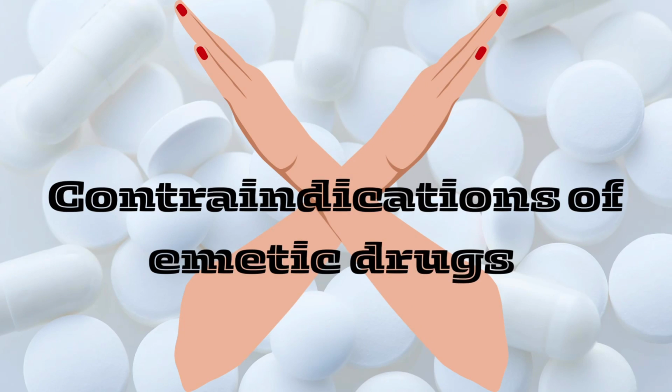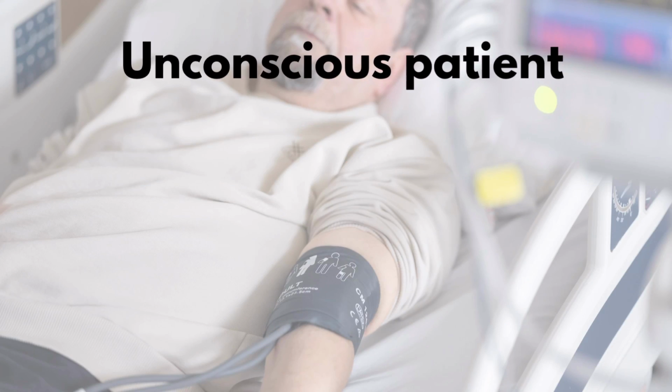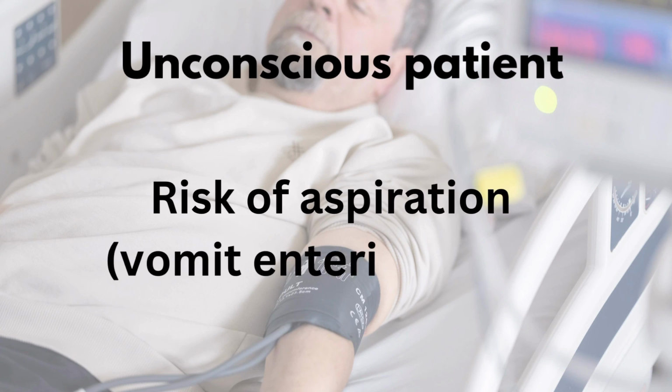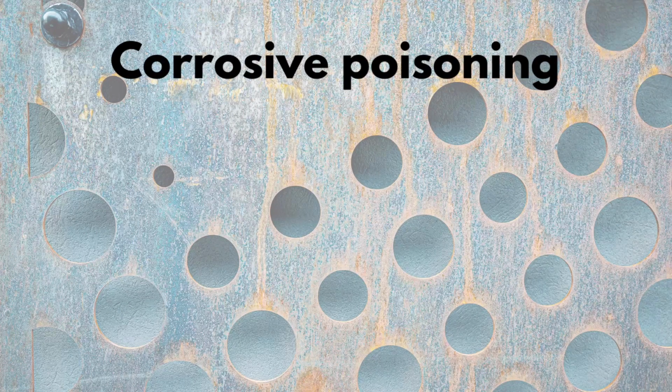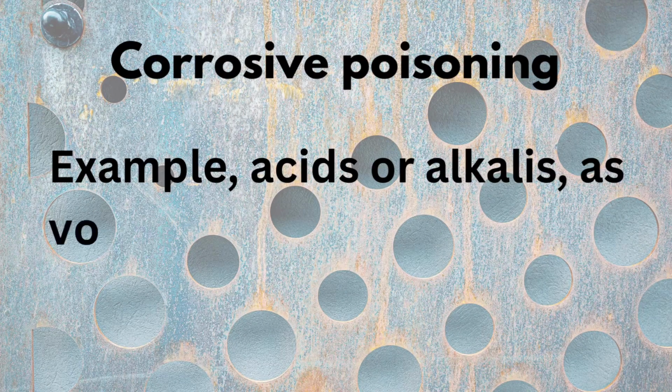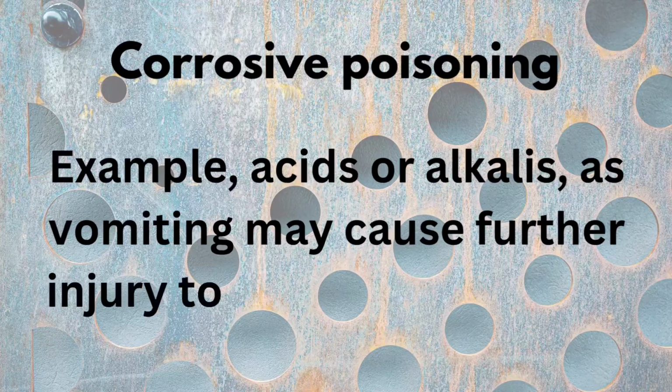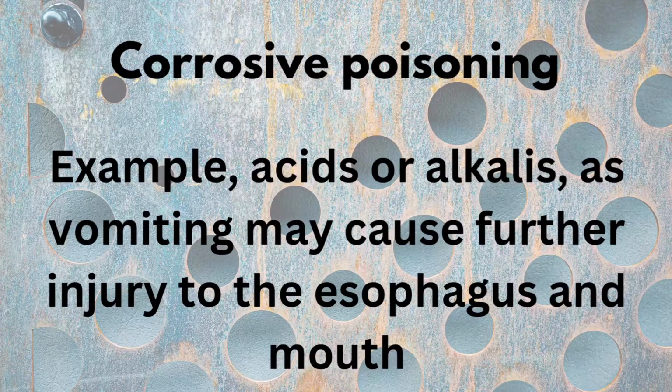Now, we have contraindications of emetic drugs, meaning the conditions in which we avoid emetic drugs. First is an unconscious patient. In an unconscious patient there is a risk of aspiration. Vomit may enter the lungs. Second is corrosive poisoning. For example, acids or alkalis, as vomit may cause further injury to the esophagus and mouth.